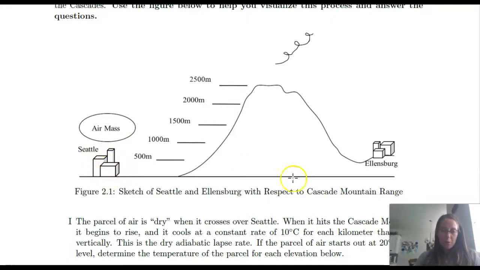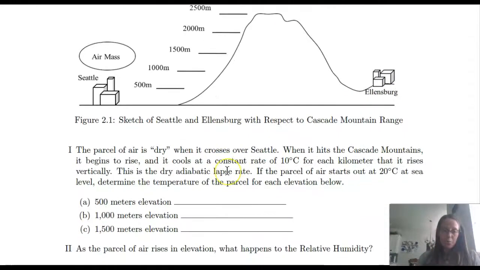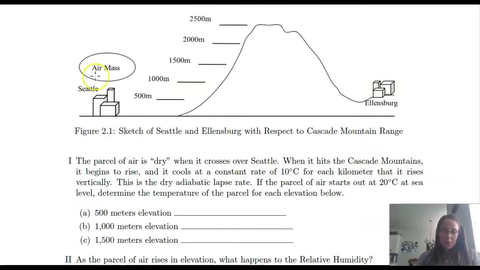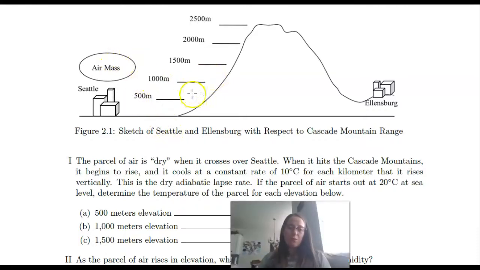It shows you Seattle here to the west and Ellensburg here to the right, or to the east, I should say. The first one is to the west of the Cascade Mountain Range, and the second one is to the east of the Cascade Mountain Range. So the parcel of air is dry. There's a parcel of air that's coming from the west, as you're seeing here in the image, and at this point it is dry. When it hits the Cascade Mountains, as it's moving to the east, it begins to rise, right? Because it has to go from here, the sea, basically up through the mountains, and then eventually make it to the eastern part of the country.